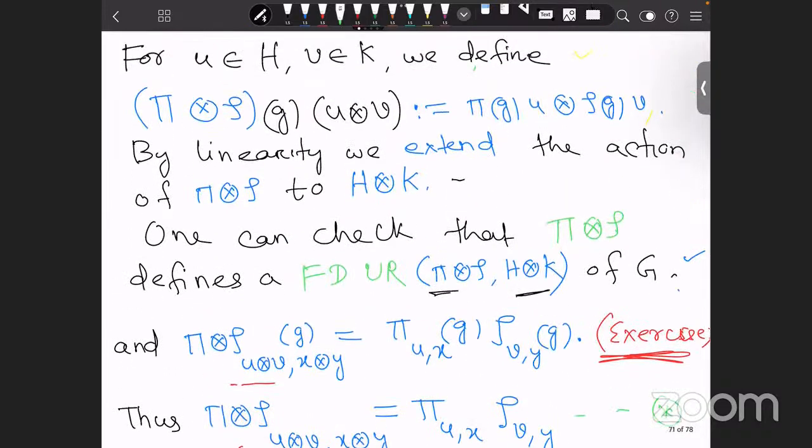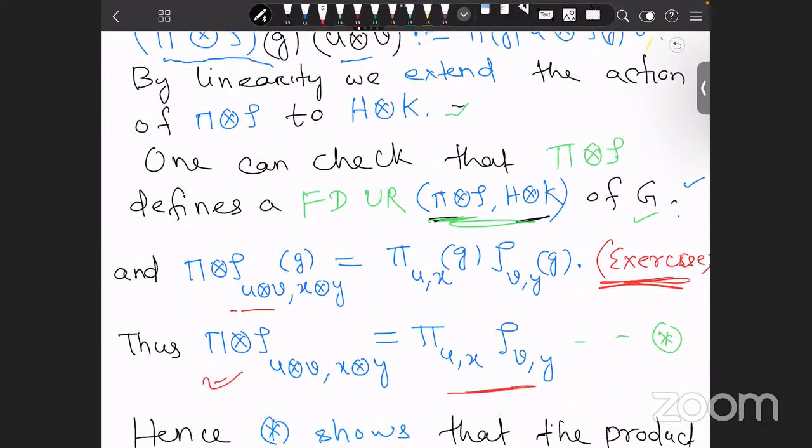Okay. So on H ⊗ K, we have an inner product. Now for u belongs to H and v belongs to K, we define some linear operator (π ⊗ ρ)(g). First we define it on the simple tensor. So we define (π ⊗ ρ)(g) on u ⊗ v as π(g)u ⊗ ρ(g)v. By linearity, we extend the action of π ⊗ ρ to all of H ⊗ K. So one can check that this π ⊗ ρ defines a finite dimensional unitary representation, which I write like this: (π ⊗ ρ, H ⊗ K) of G.